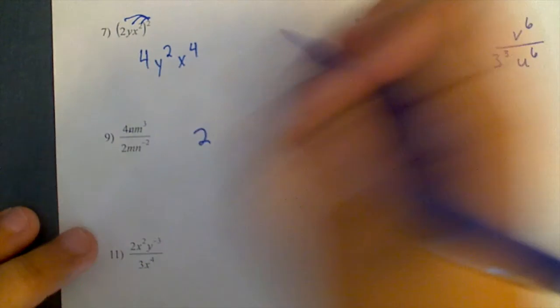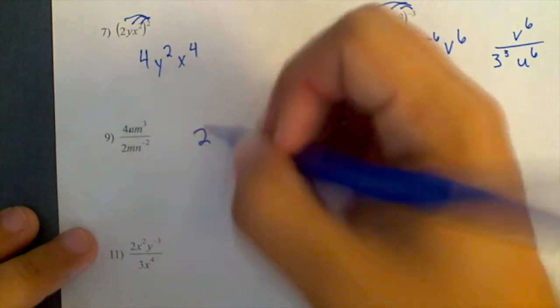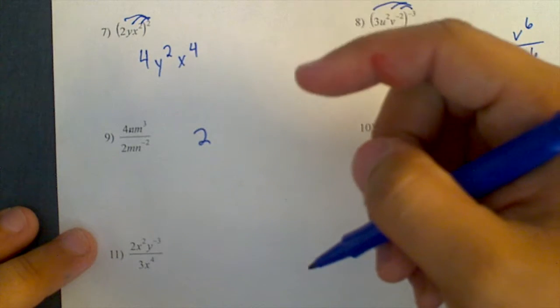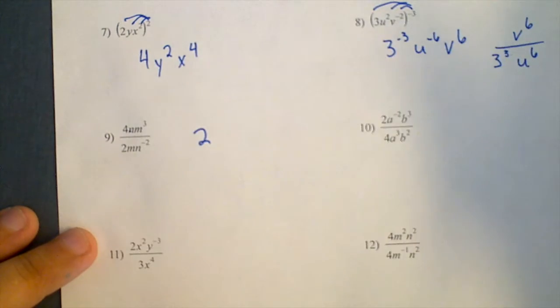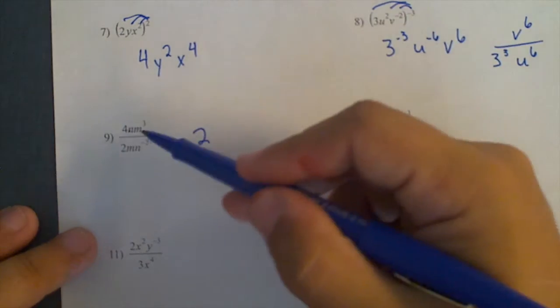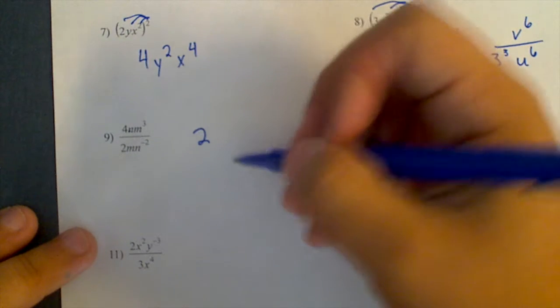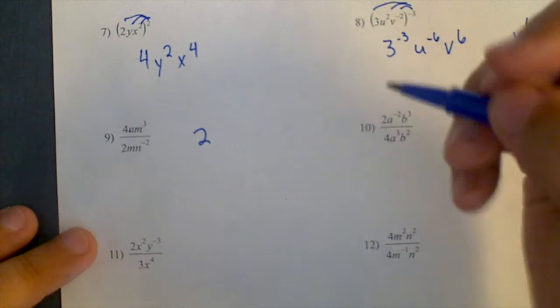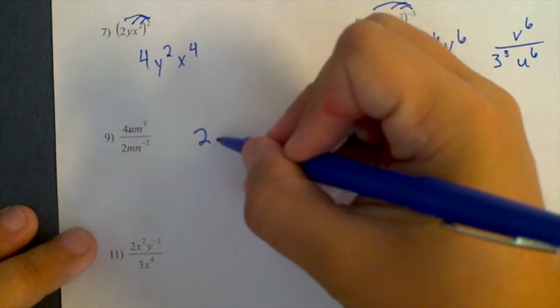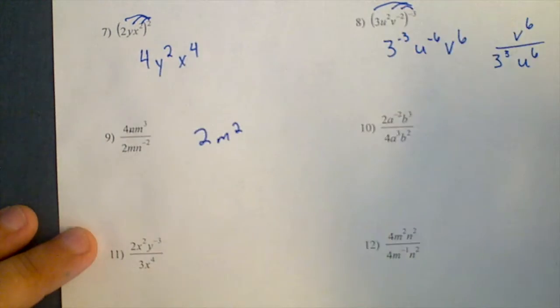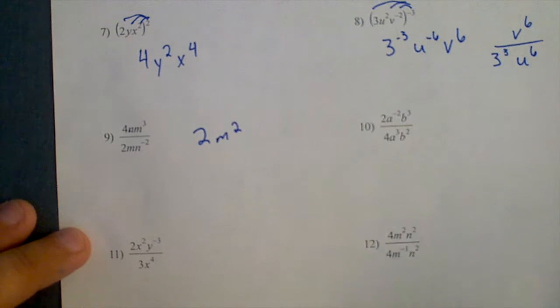I'm going to look at the m's now. Notice I have m to the third on top, m on bottom. So remember, our rule is we keep the base and subtract the exponents. M to the third divided by m to the first, keep the base, subtract the exponents. 3 minus 1 is 2. So I have m squared, m to the second power. That's going to go on top because there were more m's on top than on bottom.